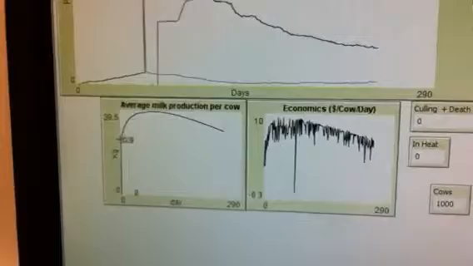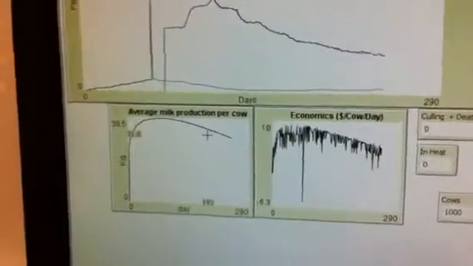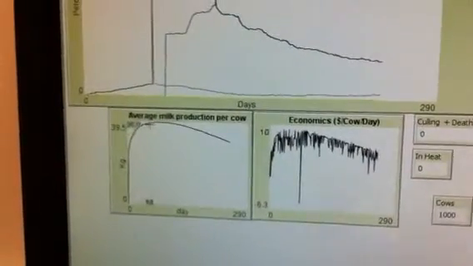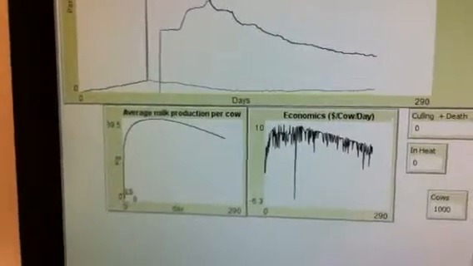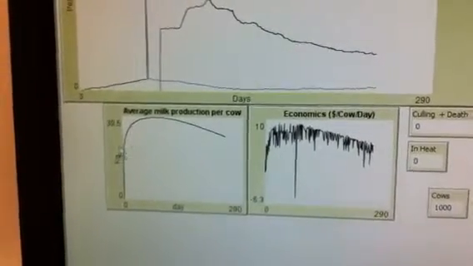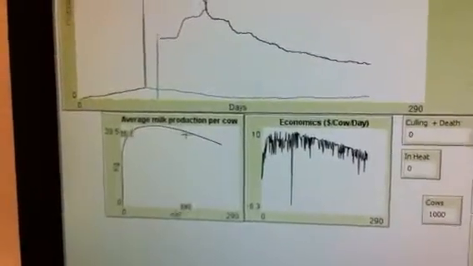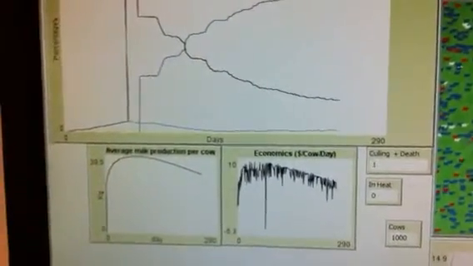And here you can see my milk production and the lactation curve, as you can expect. So they all start on the first day in milk, and here's the expected average milk production for the herd at this point. I'm going to hit go again, and the model is going to keep running.